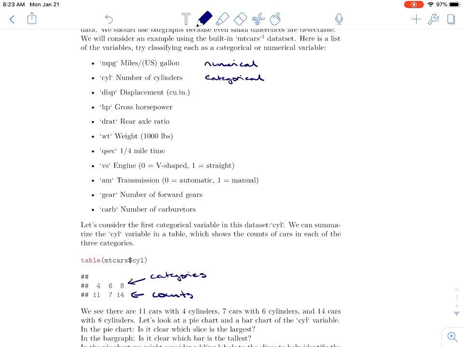And so here we're using numbers to denote categories. So even if you're glancing at a data set and all you see is numbers, that doesn't necessarily mean that you don't have any categorical variables, right? You'd have to read the description and say, oh, actually this VS variable, 0 means it's V-shaped, 1 means it's straight, and there won't be any other values in there.